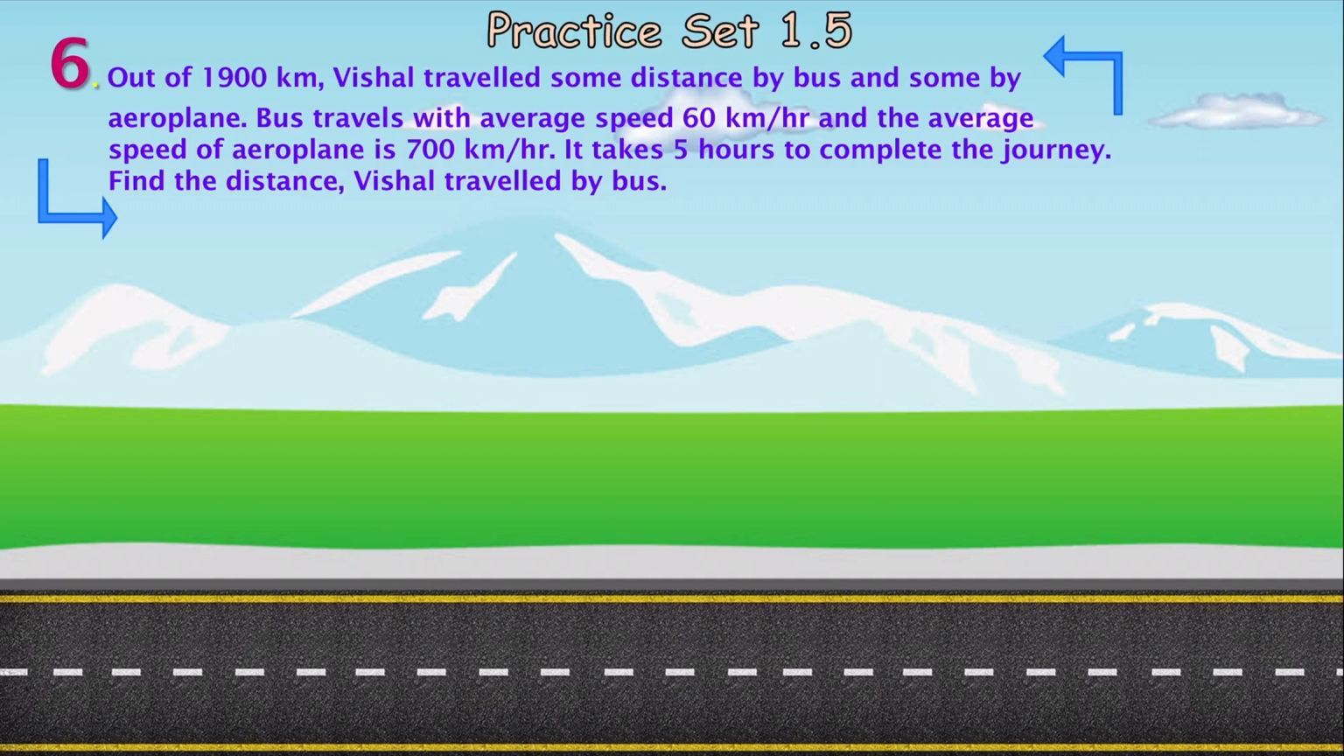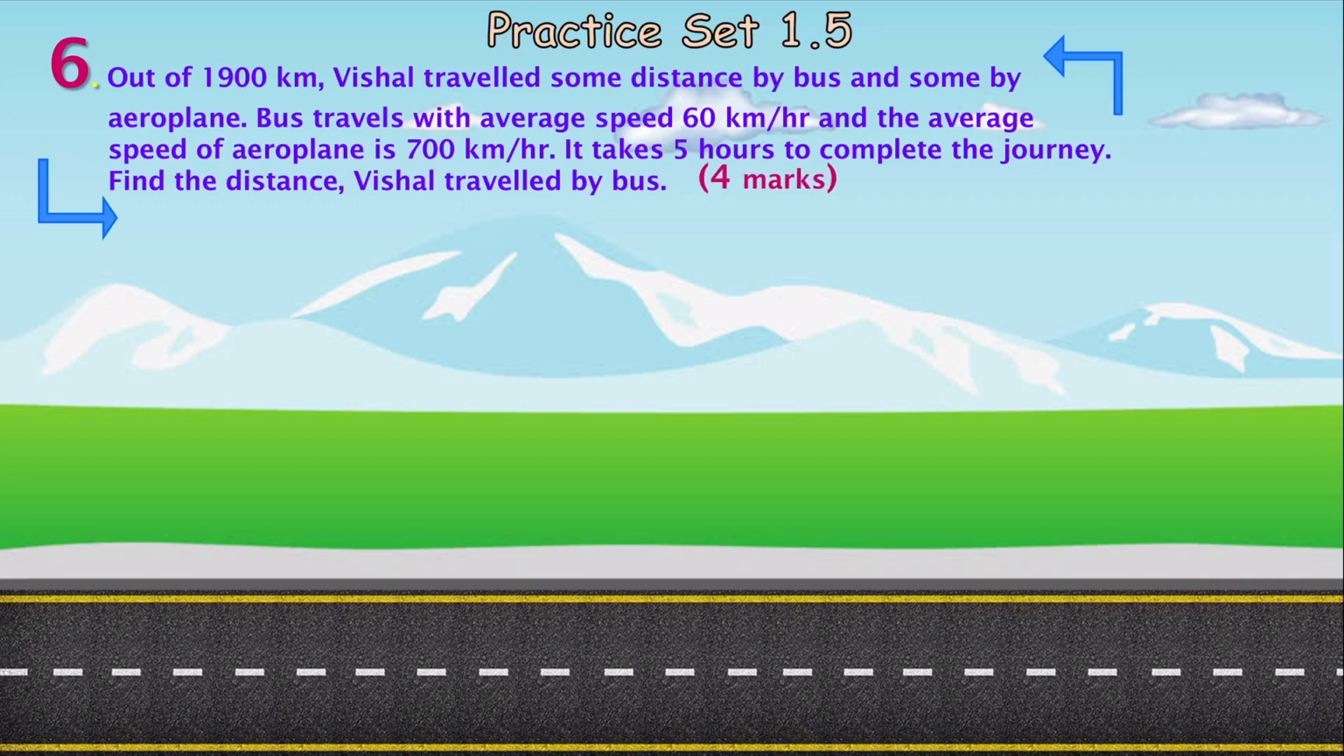Bus travels with an average speed of 60 km per hour and the average speed of the aeroplane is 700 km per hour. It takes 5 hours for him to complete the journey. Okay, so what do you know? He is traveling some distance by bus and some distance by aeroplane, and it takes a complete 5 hours to complete the journey. Find the distance traveled by bus.